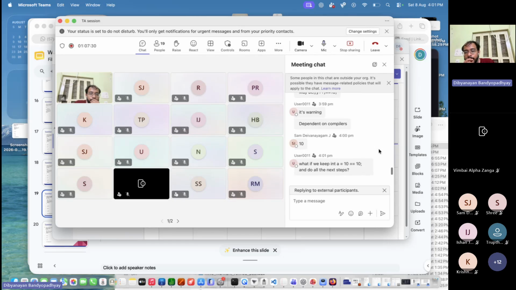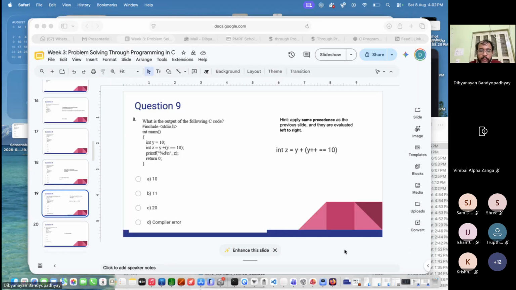What if we keep integer equal to 10 equal to 10 and do all the next steps? I don't understand actually. 10 equal to 10 equal to 10 means it will be 1, right? 10 equal to 10 will be true. It will be integer equal to 1. I don't understand. Can you clarify once?